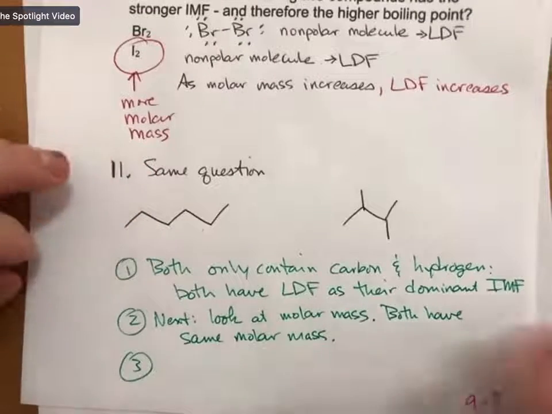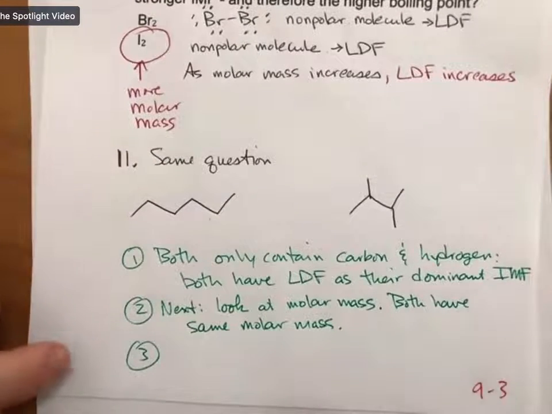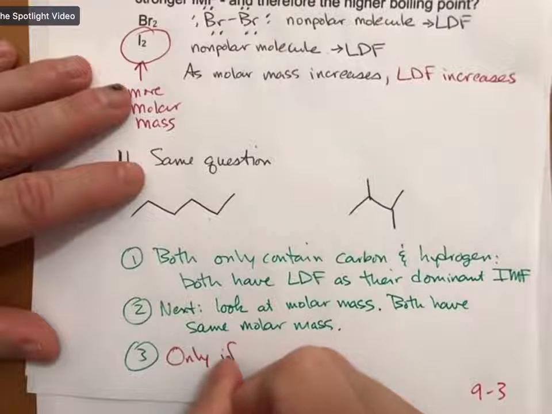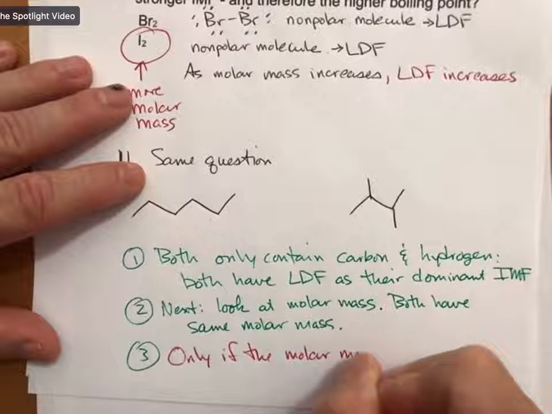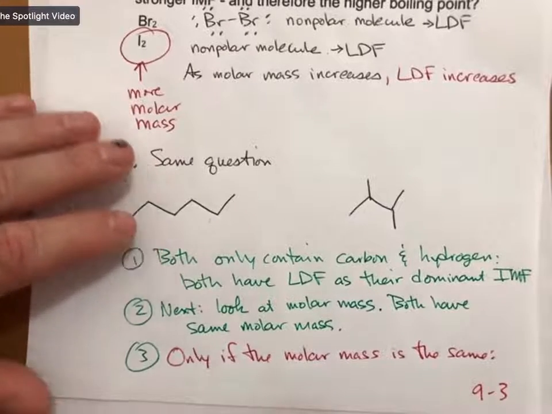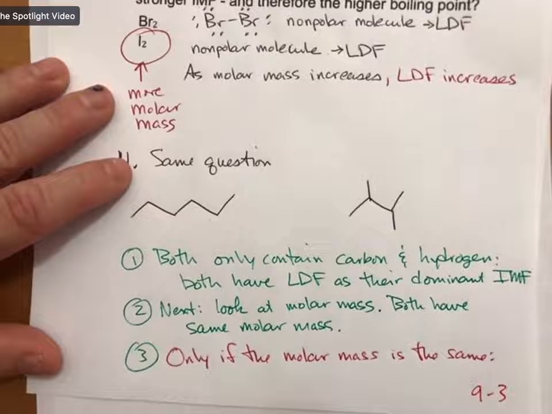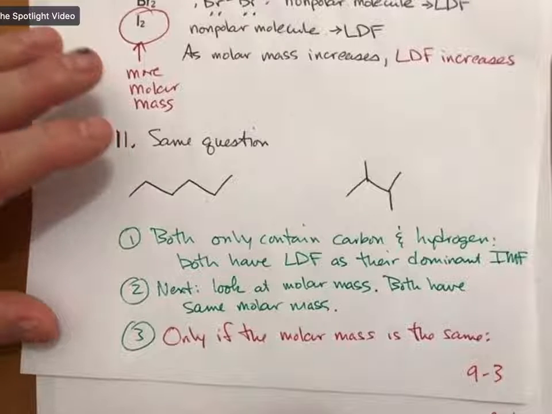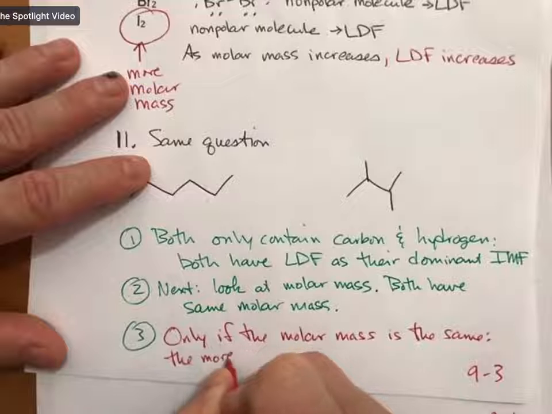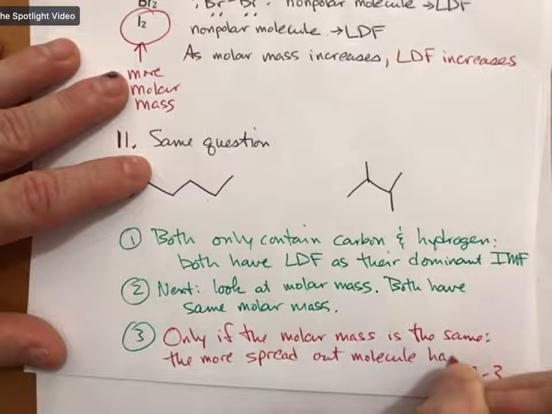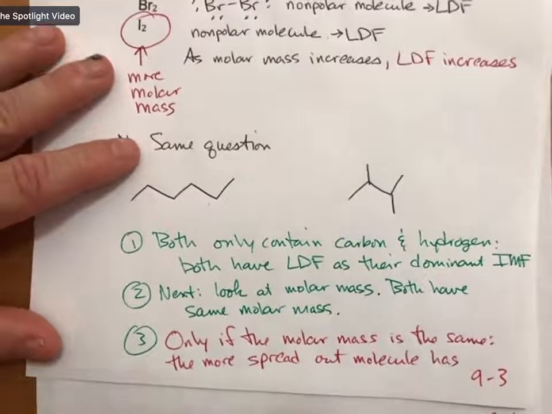And so then you move on to three. And you only move on to three if the molar mass is the same. Then the more spread out molecule, or the molecule with the larger surface area. And so I think I'm going to write it as: the more spread out molecule has larger IMF.